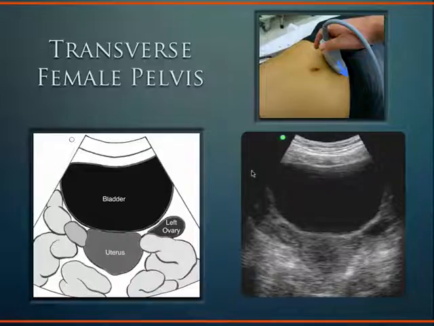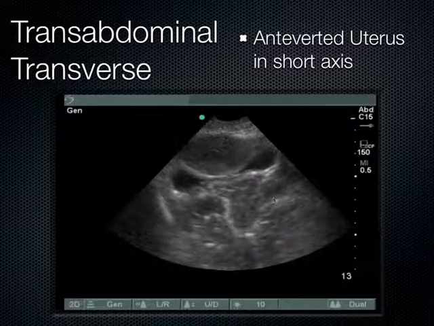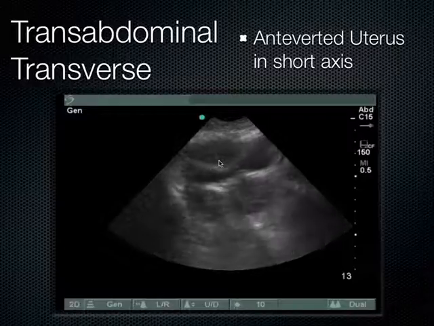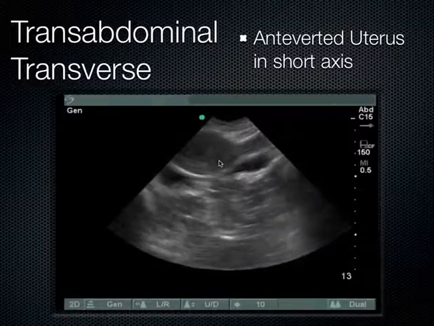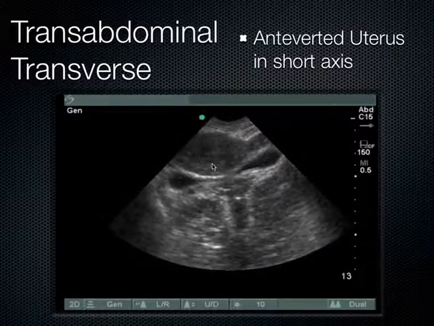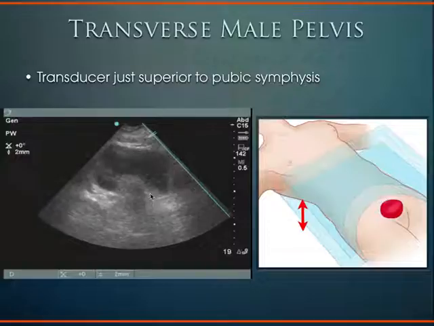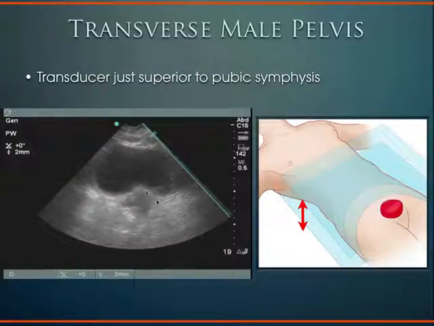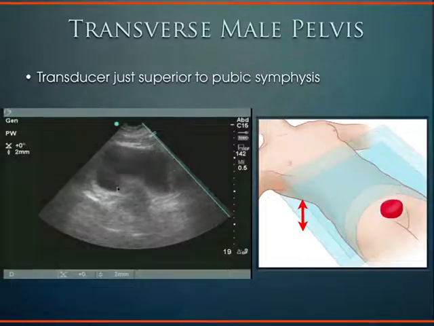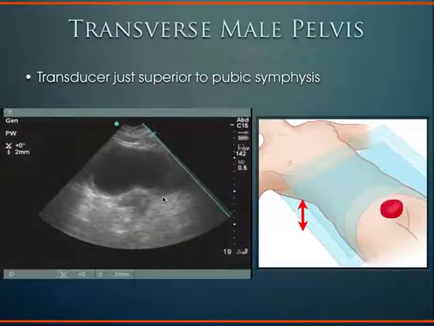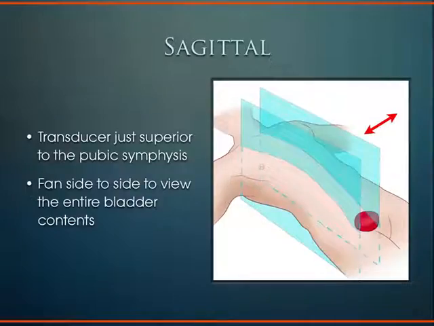So when the bladder's full, again, it pushes the uterus quite posteriorly. And then when the bladder is empty, now the uterus is very anteverted and comes and wraps around on top of the bladder. Looks a little funny the first time you see it with an empty bladder like that. Now, here's a male pelvis, a transverse view of the male pelvis. This is a patient who's got a pretty generous prostate down here, and we can see this sort of rectangular shaped bladder. Now, when we move into the sagittal plane, now we have the indicator towards the patient's head.